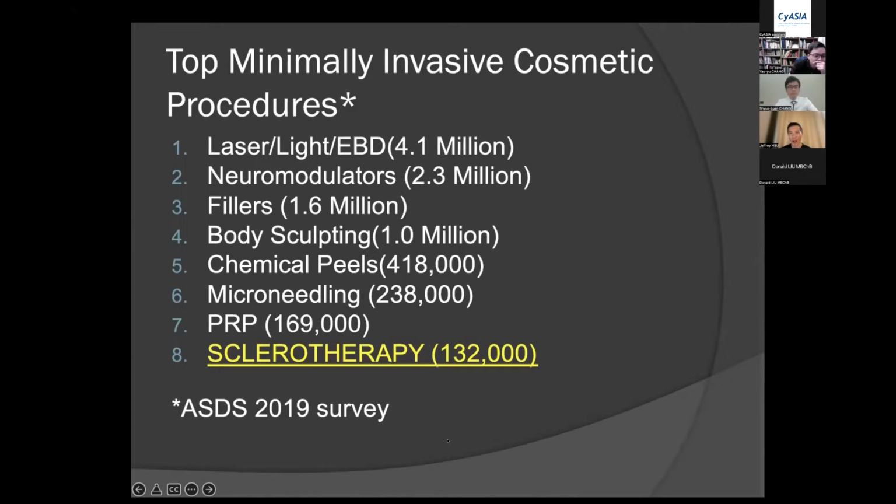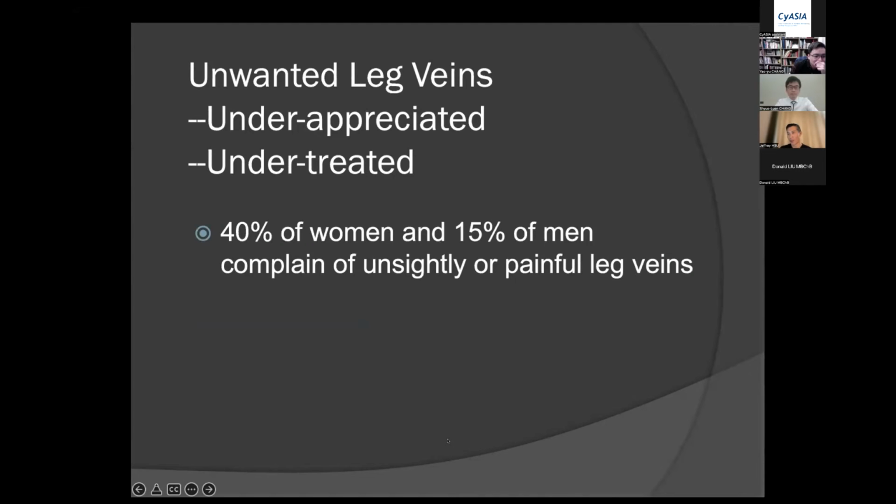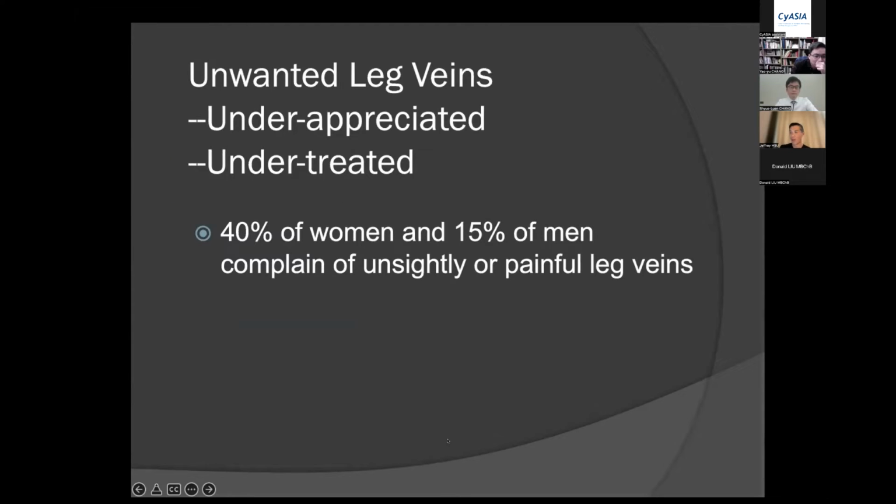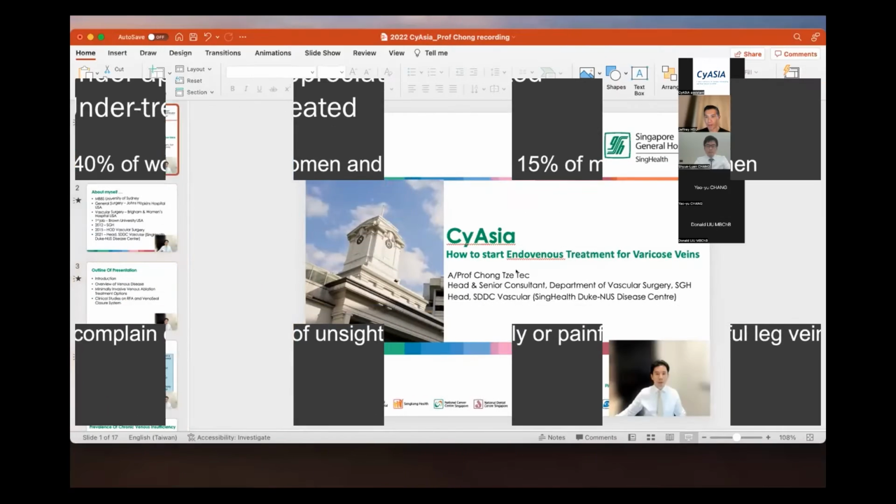Sclerotherapy is a measly 130,000 cases that year. And surely this is not because of the lack of need. I feel this is an underappreciated and undertreated problem. About 40% of women and 15% of men in the US complain about leg veins. So why don't we do more sclerotherapy?